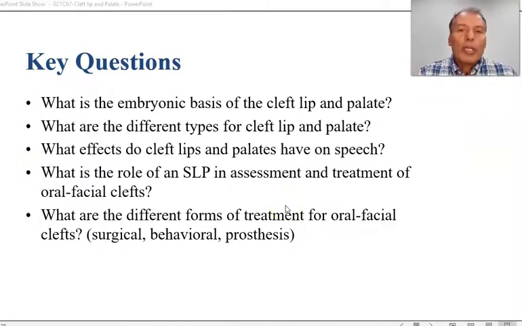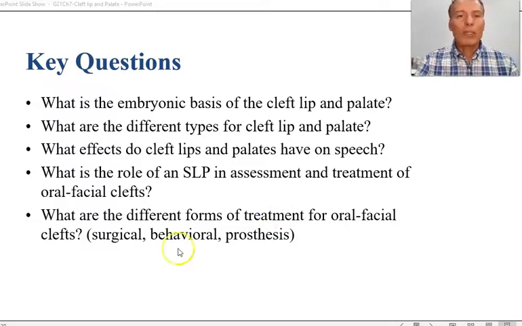So we are going to speak about the normal formation of the roof of the mouth, which is made up of the hard palate and then the soft palate, and also the formation of the upper lip. And we're going to discuss how abnormalities can occur during pregnancy, and how cleft palate is the result of abnormalities in the oral facial and craniofacial mechanisms and the formation of these.